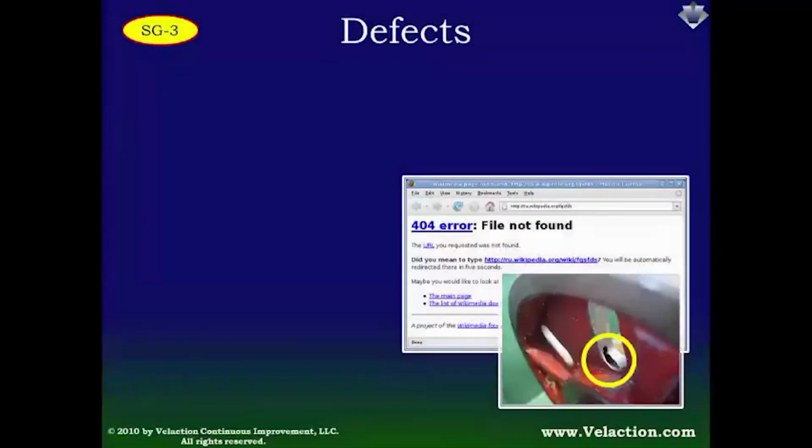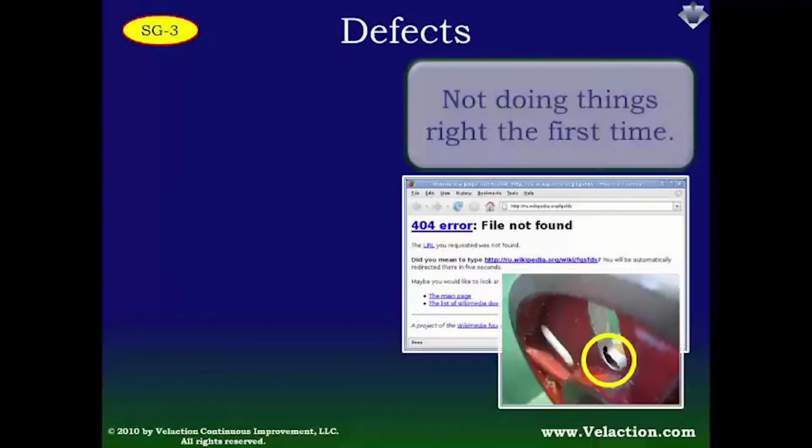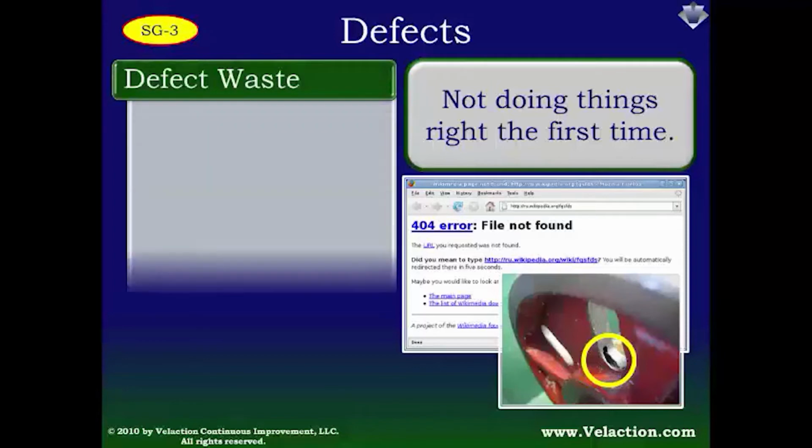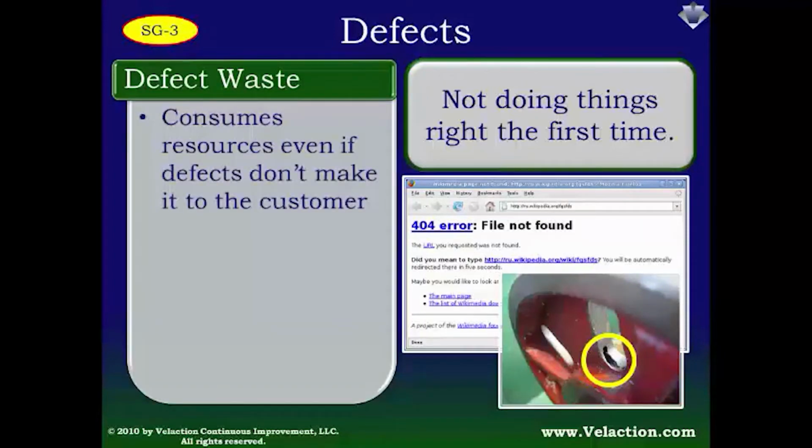Let's start talking about the types of waste in more detail now. The first waste we will discuss is defects. For simplicity, a defect is anything that is not done right the first time. You might be inclined only to think of things that get to the customer as a defect. That is a mistake.